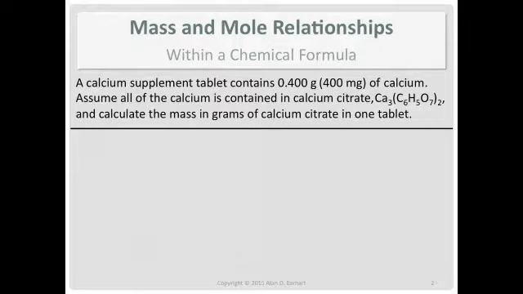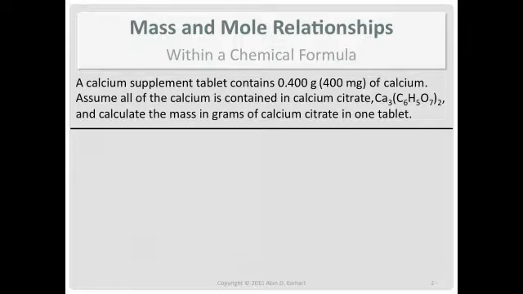We're going to take a calcium supplement tablet that has 400 milligrams of calcium in it and calculate where it comes from mass-wise, assuming it's coming from calcium citrate. There are two very common calcium supplements, and one of them is calcium carbonate, and the other one is calcium citrate.